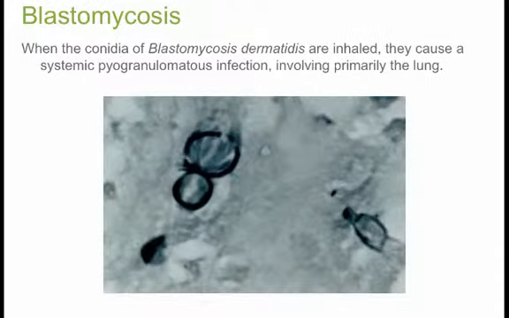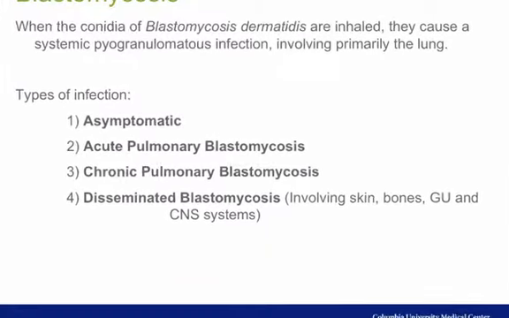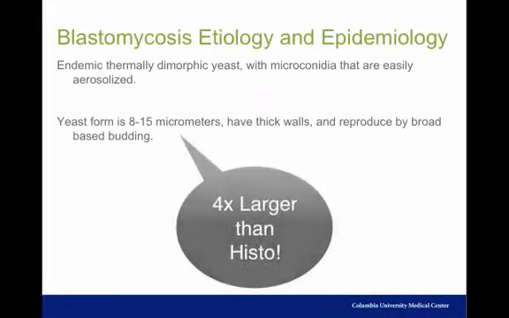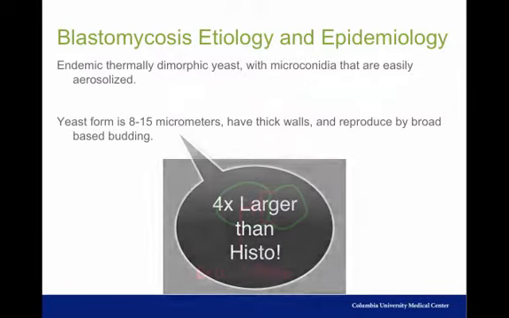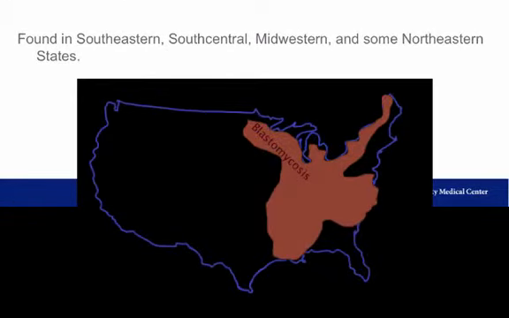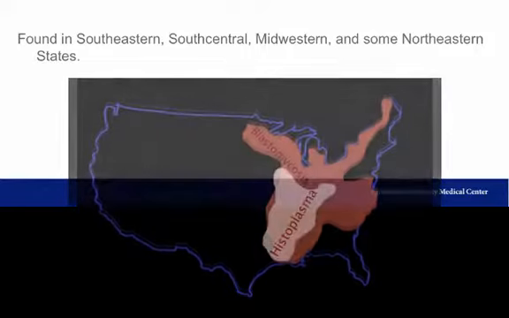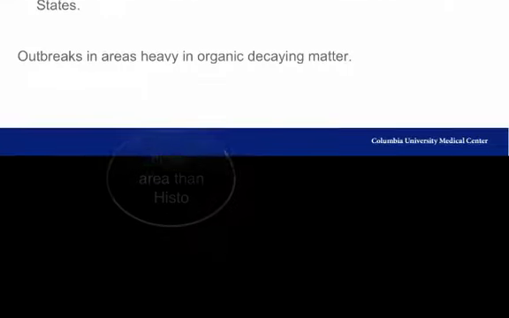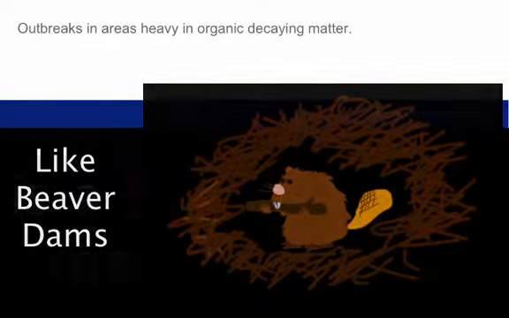Blastomycosis is a systemic pyogranulomatous infection involving primarily the lung. Like histo, the presentations of this illness range from asymptomatic to acute to chronic to disseminated disease. This thermally dimorphic fungus has yeast with thick walls that reproduce with broad base budding. This soil-based organism's endemic areas include the southeast, south central, midwest, and some northeastern areas, as well as some Canadian provinces. Point outbreaks have been associated with areas where wood is decomposing.